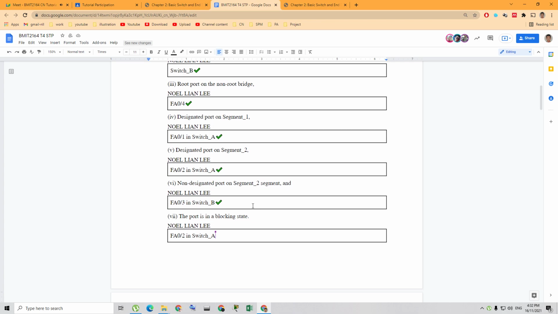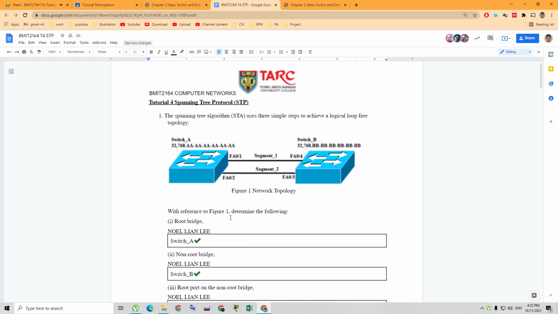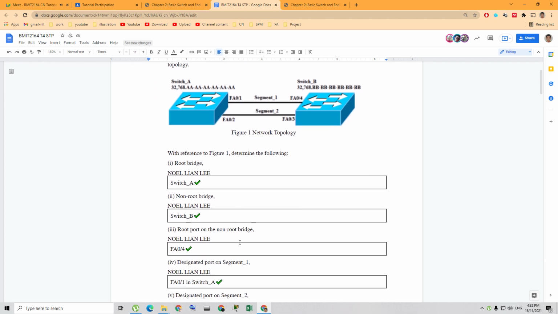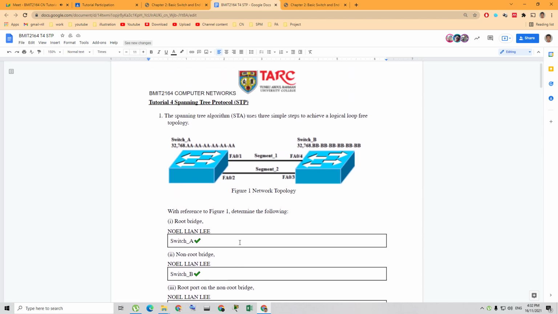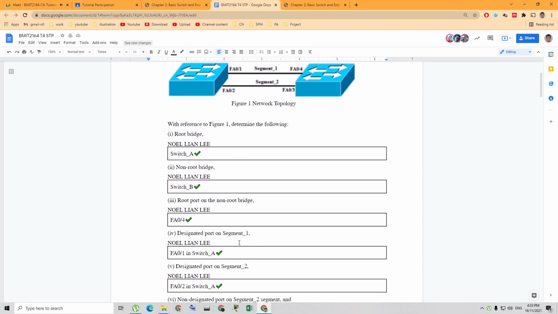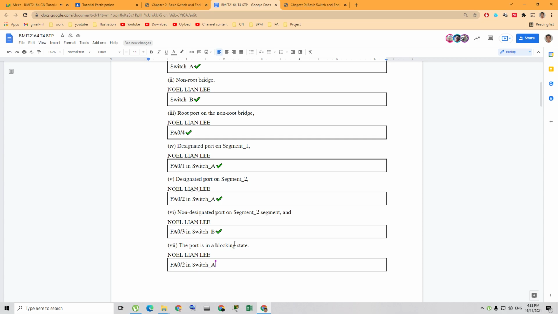Noel, if you look at question 1, part 6, you put in F02 in switch A, right? You already identified the non-designated port. So what is the non-designated port known as? Alternate port, right? And what happens to an alternate port? It's blocked, yes. So that means the answer for part 6, the port is in a blocking state. You actually already have that answer in part 7.